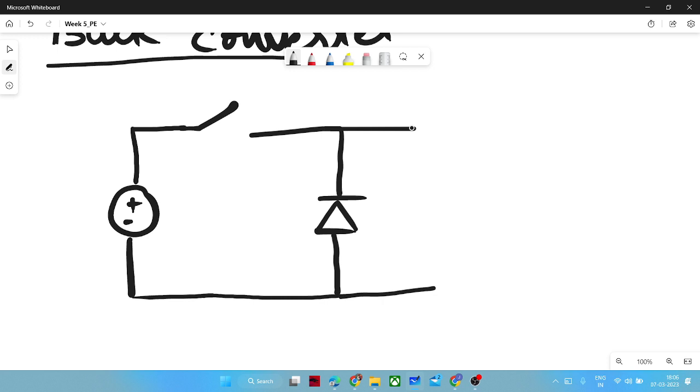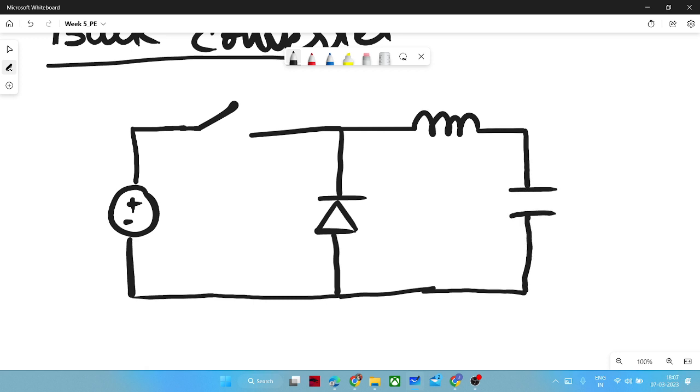And these circuits will have some inductors and capacitors. We will discuss what are the purpose behind connecting inductors and capacitors. And there will be some load which will be supplied. Okay?